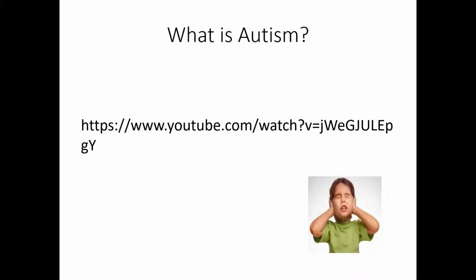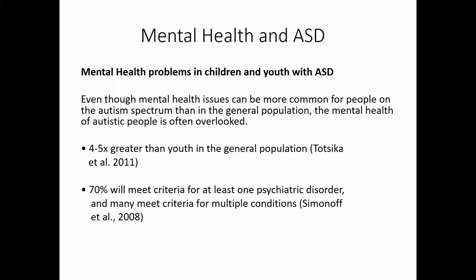I hope you enjoyed that video on autism spectrum disorder. Next we're going to move into looking at mental health and autism spectrum disorder, because individuals on the autism spectrum can also experience mental health challenges. The prevalence of an individual with autism experiencing mental health challenges is quite high, so it's important to be aware of this and to understand the comorbidity between mental health and autism.